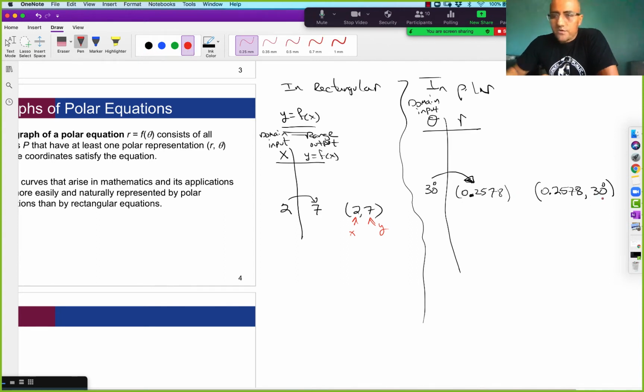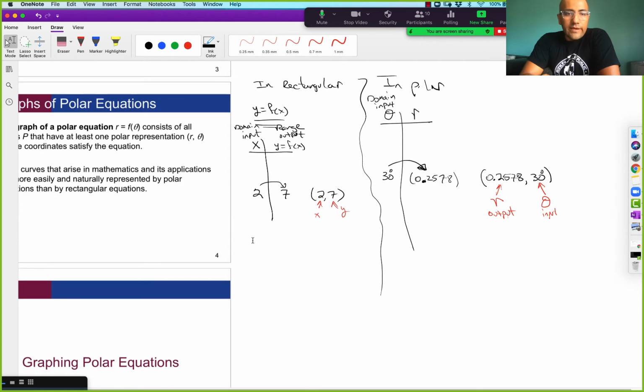Okay, so this is the theta over here. This is the input. And then this is the output. This is the r value. So we kind of have to read the ordered pairs in reverse. We have to start here. This is the input, and we read it in reverse. This is the input, plug it into our function, out comes the output. Good? Questions, questions, questions?